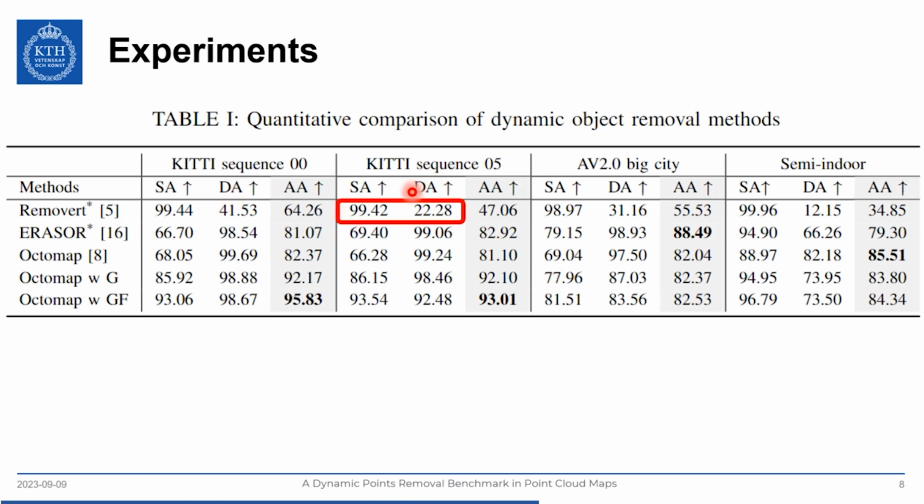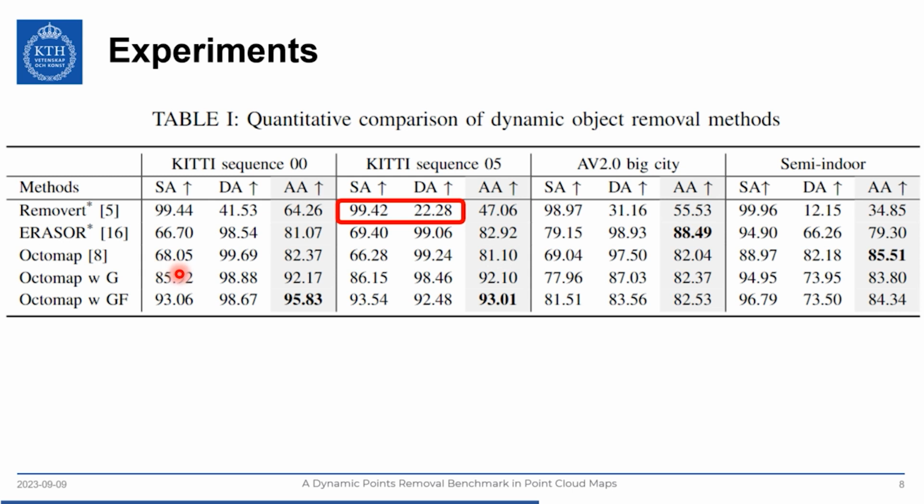And here is the summarized table of method performance on different datasets. Removert mostly retains a complete static map as shown here, almost 99%, but labels only a few correct dynamic points, which means it didn't remove the dynamic points in the map successfully most of the time. ERASOR performs better in removing dynamic points and balances the static and the dynamic points. The original OctoMap suffers from the angle problem in the ground plane and noise points, which cause its scores on static accuracy to be lower than others.